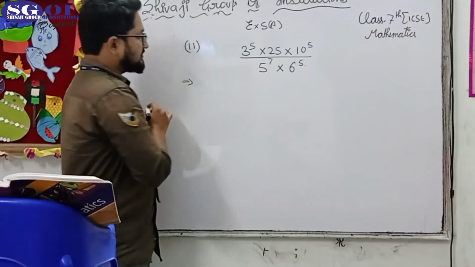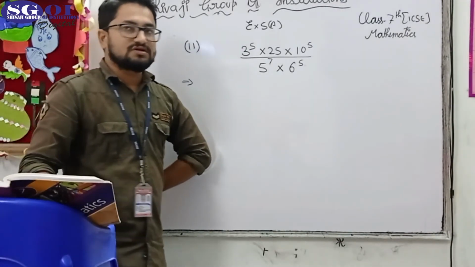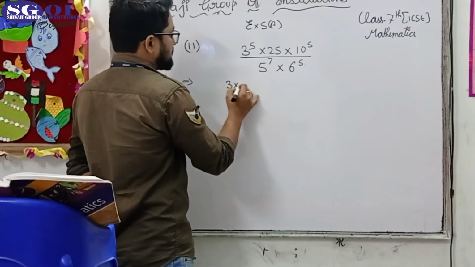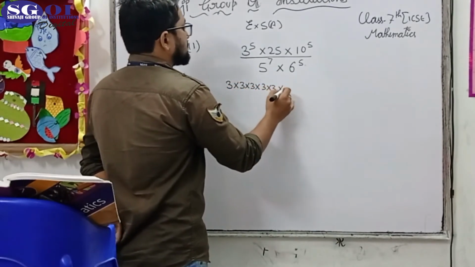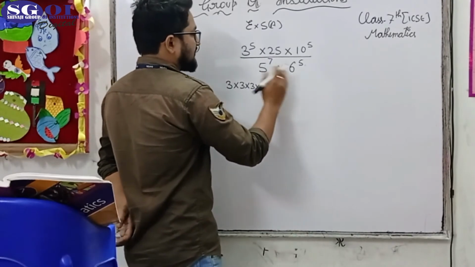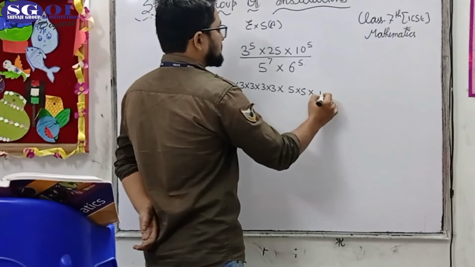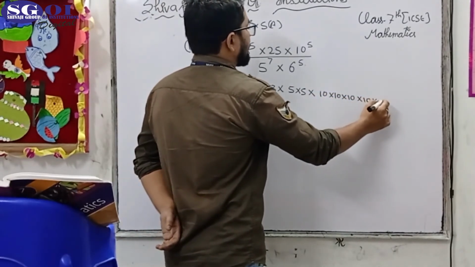In the first question, what did we do? We did it by the prime factorization method. Here you can use expansion if you want. So we'll be writing 3 5 times. This will give us 3 into 3 into 3, 3 and 3. This 25 could be written as it is, or if you want you can write 5 into 5 also. Multiply by this would be written as 10 into 10 into 10 into 10 into 10.